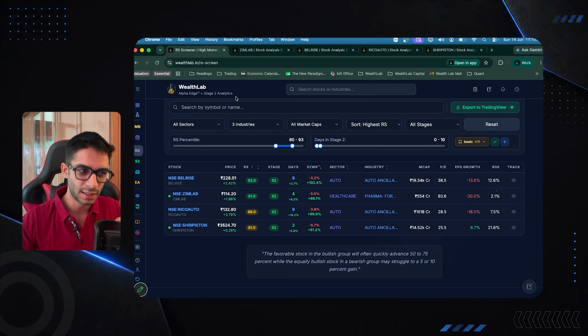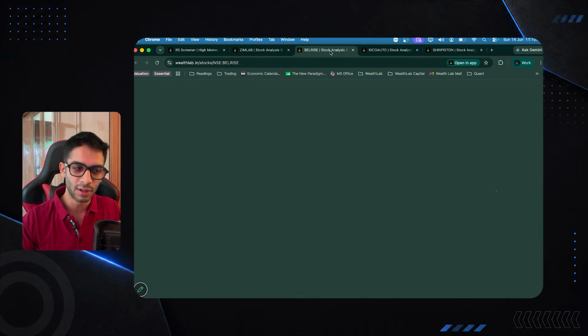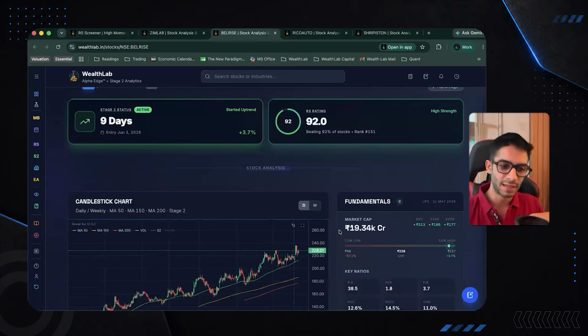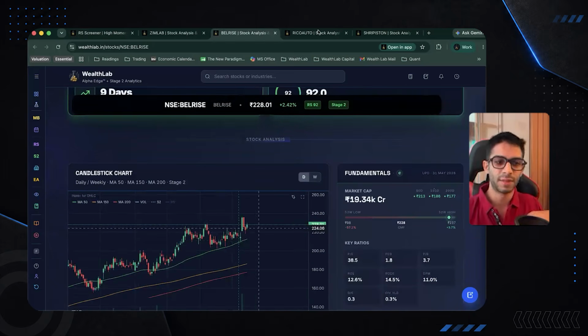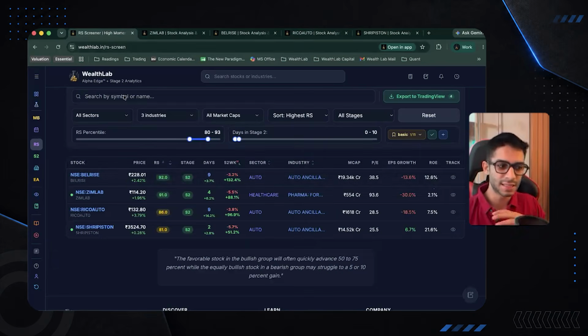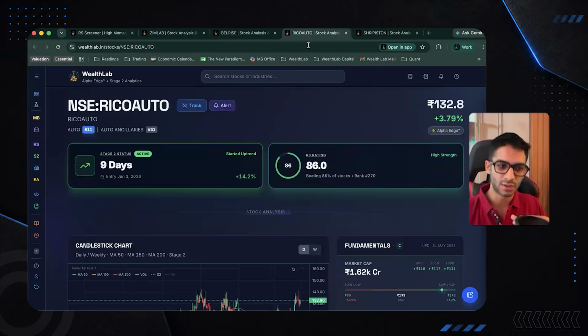And let's go to the other three stocks. Zimlab we already saw. Let's go to Bell Rise. And you see Bell Rise is also seeing some breakout happening over here. It's sitting at a breakout zone, and I'm not even doing anything right now. I've just taken the list and I'm just exploring stocks right now.